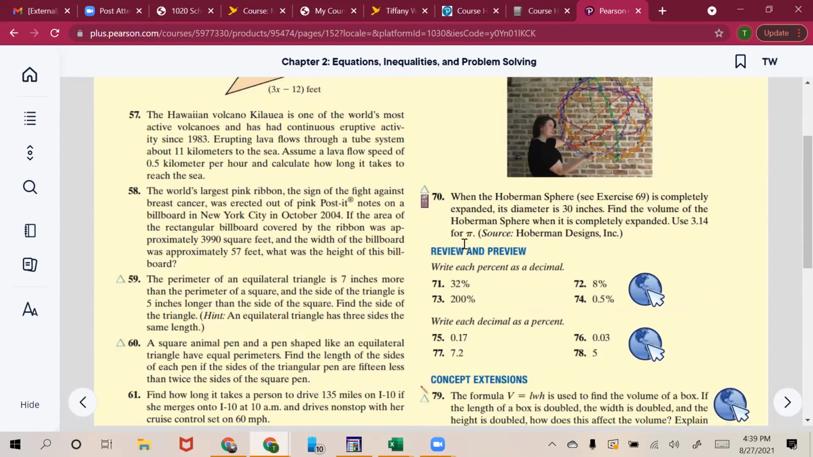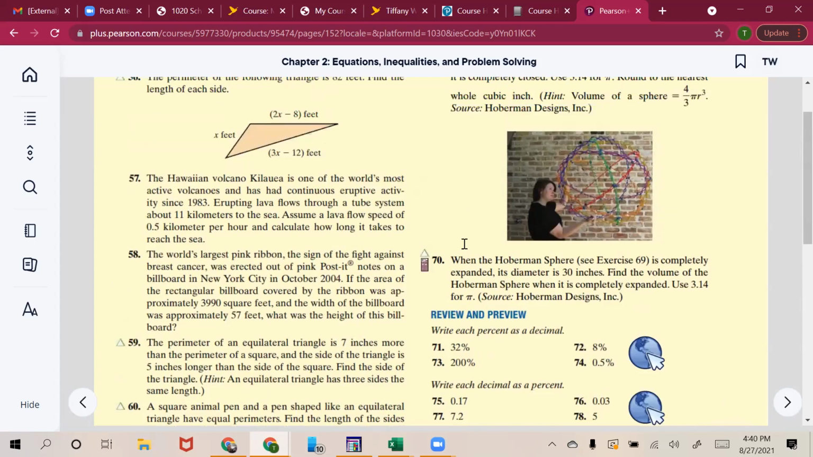So on number 58, the world's largest pink ribbon, the sign of the fight against breast cancer, was erected out of pink Post-it notes on a billboard in New York City in October of 2004. If the area of the rectangular billboard covered by the ribbon was approximately 3,990 square feet, and the width of the billboard was approximately 57 feet, what was the height of the billboard?